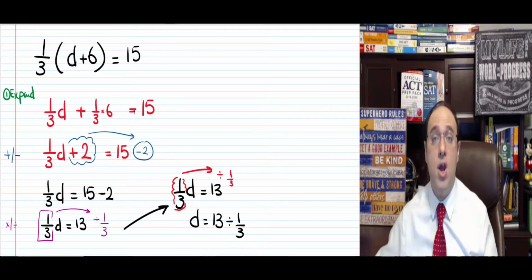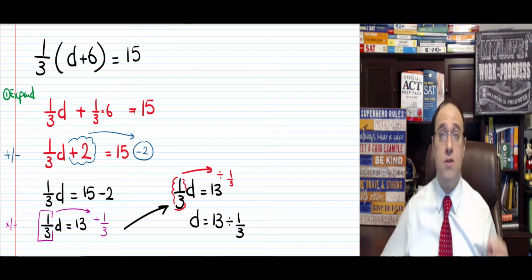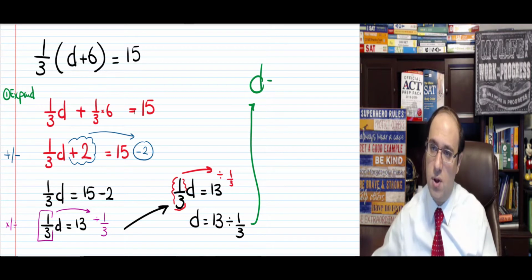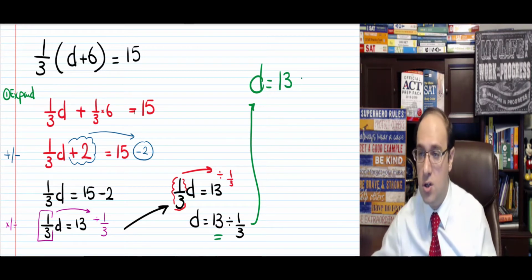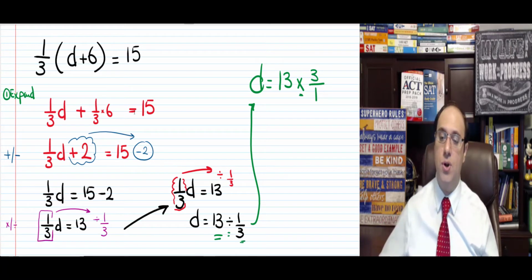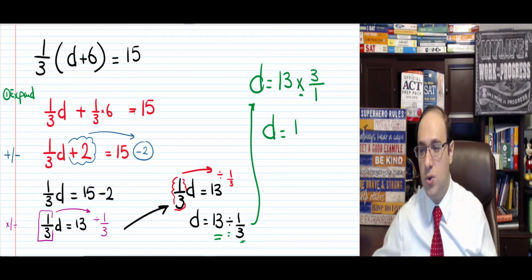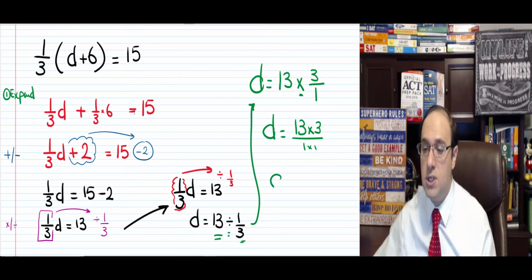Okay, remember, when we want to divide by a fraction or divide fractions, here's what we do. We go d equals first number, which is 13. Change the division to multiplication, okay? And then flip your fraction, reciprocal. So instead of 1/3, it's 3/1. So d equals 13 times 3 over 1 times 1, because 13 is 13/1. What is 13 times 3?